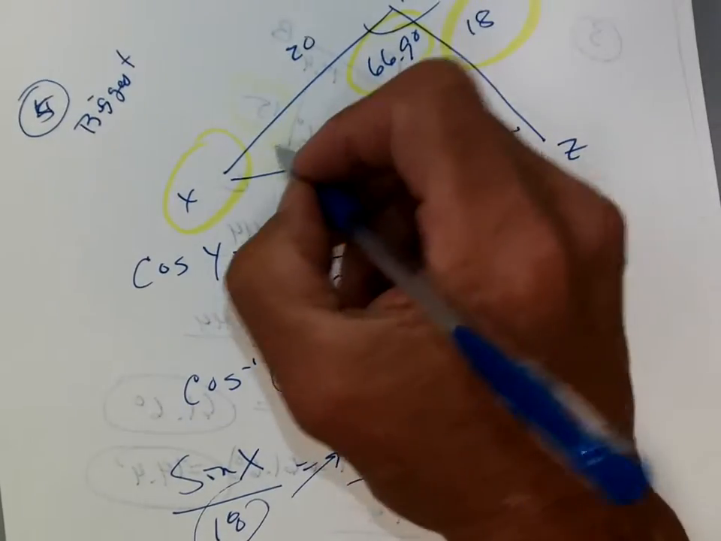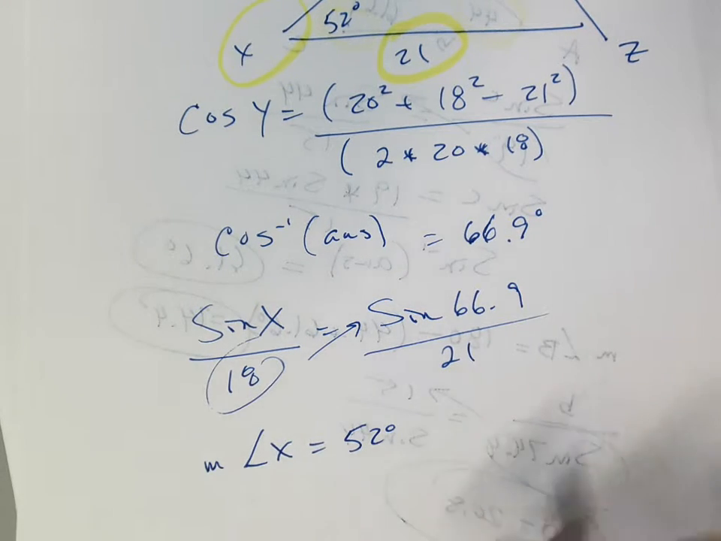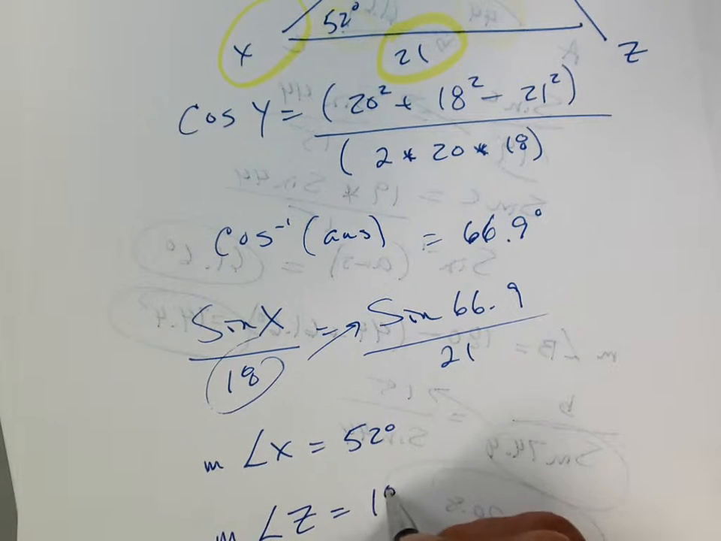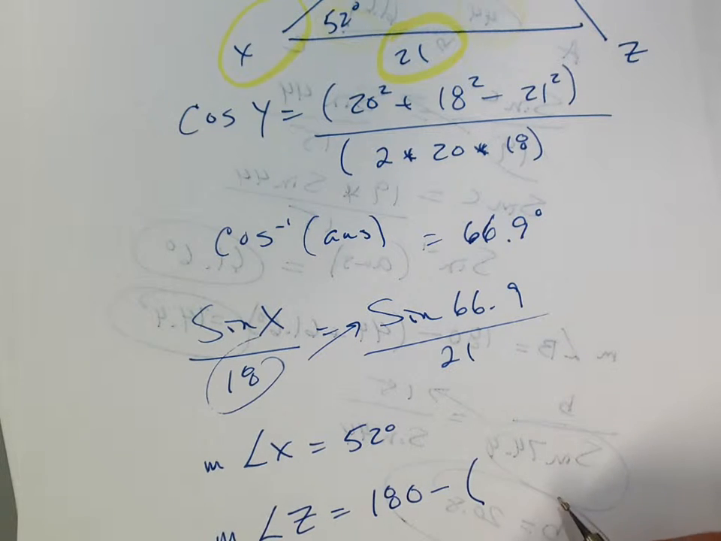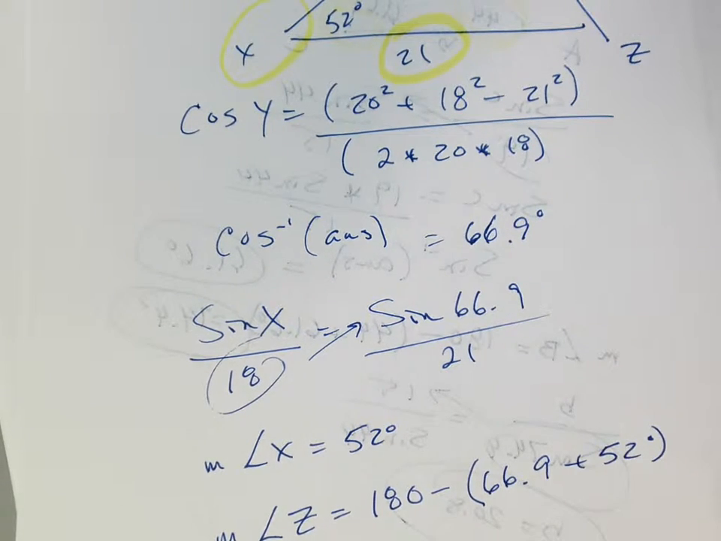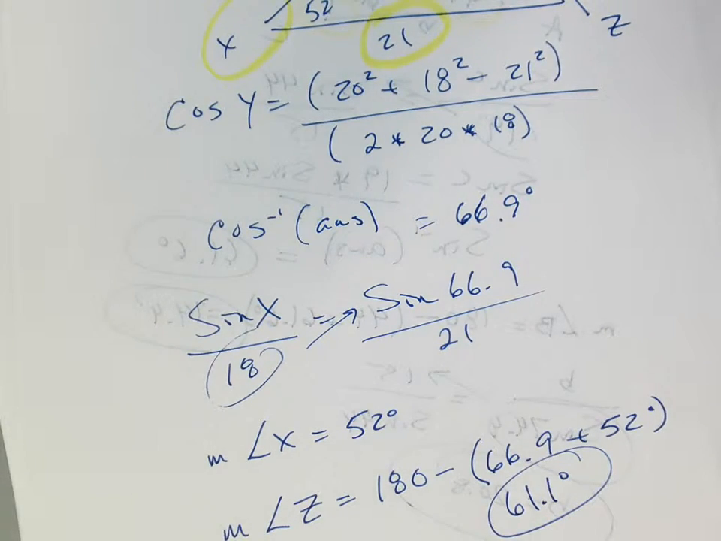Okay, so put my 52 in there, and then to find angle Z, that's easy. 180 degrees in a triangle, right? So I'll find the measure of angle Z will just go 180 minus parentheses 66.9 plus 52. And I get an answer of 61.1 degrees. Okay? Thumbs up on that one? So it's not hard, is it? You just have to use your formulas and you guys are good to go, okay?